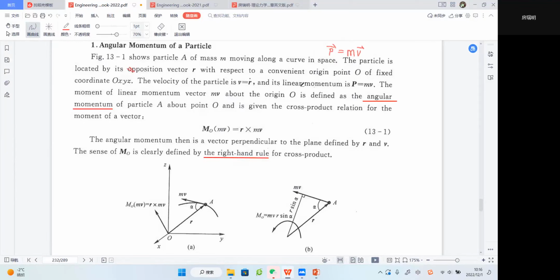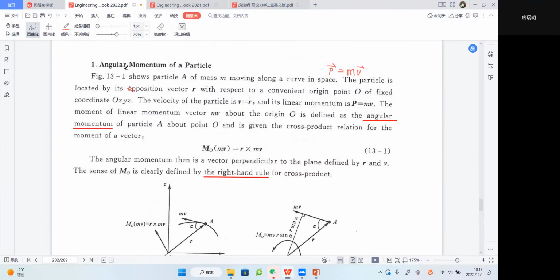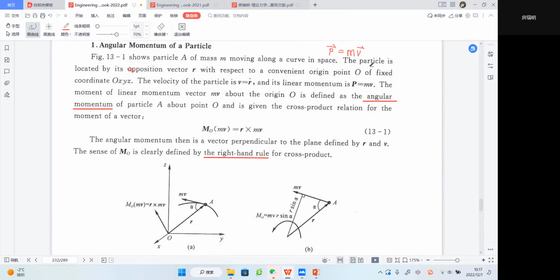So that means the momentum, linear momentum, just to compare to this so-called angular momentum. So P equals m times v, right? Its direction totally follows the direction of v. Here you guys should always pay attention to that v is always the absolute velocity. So the moment of the linear momentum vector mv about the origin O is defined as the angular momentum of particle A about point O, and it's given by the cross product relation for the moment of a vector.